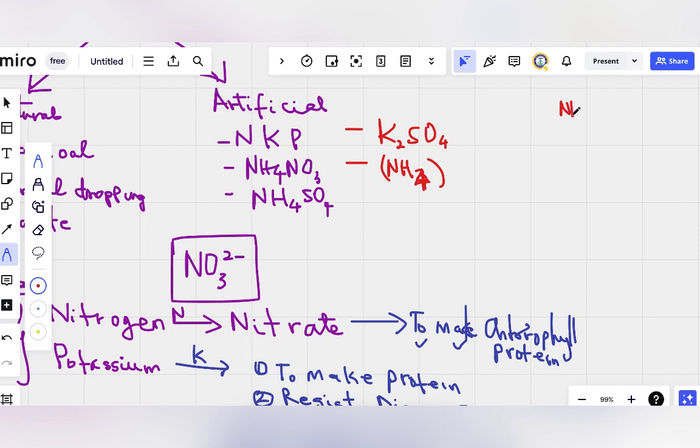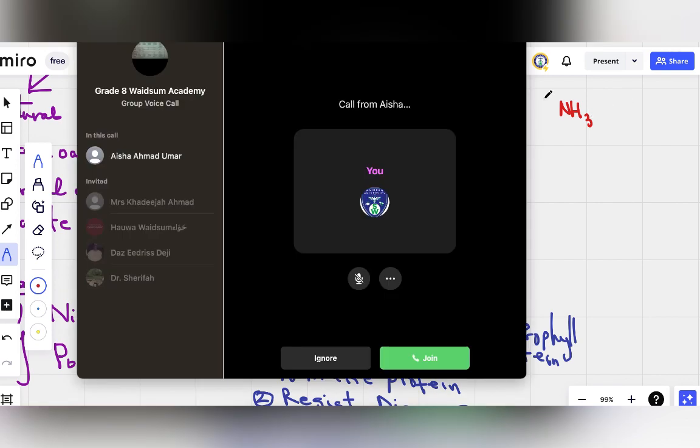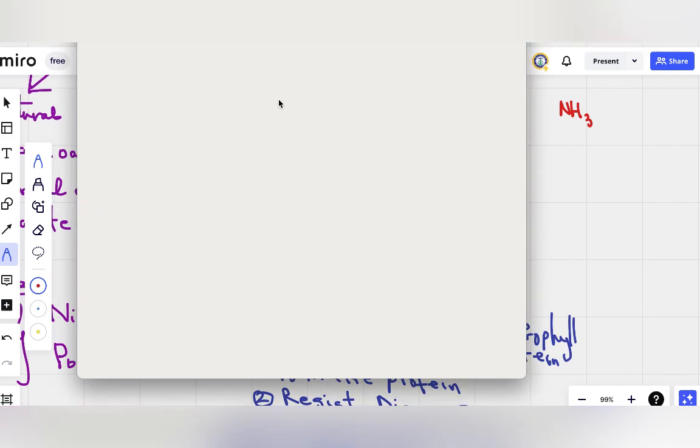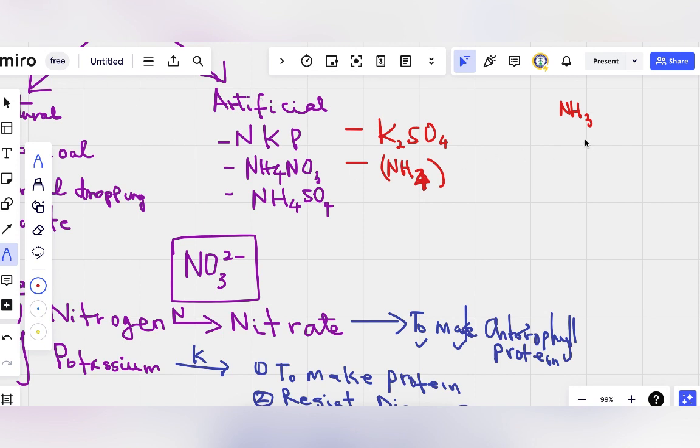Why do we need ammonia? It is used for making fertilizers. So this ammonia reacts with sulfuric acid to make fertilizer, to make ammonium sulfate. So that's that for that.